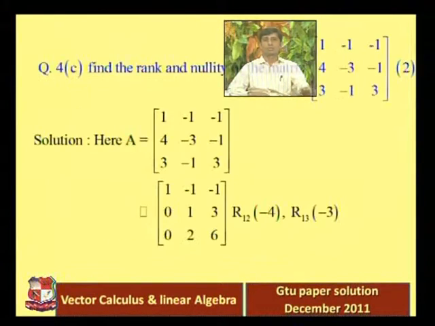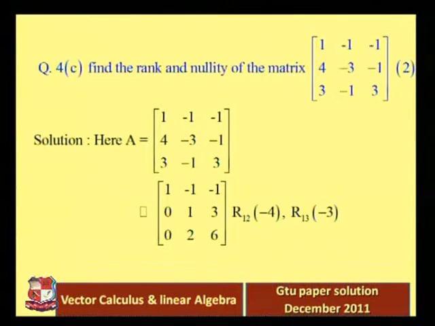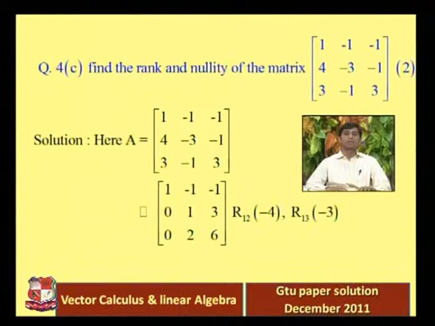Now next is question 4c: find the rank and nullity of the matrix. Here is a 3 by 3 matrix: 1 minus 1 minus 1, 4 minus 3 minus 1, 3 minus 1 3, and this question is asked for 2 marks. Again we convert this matrix into row echelon form.